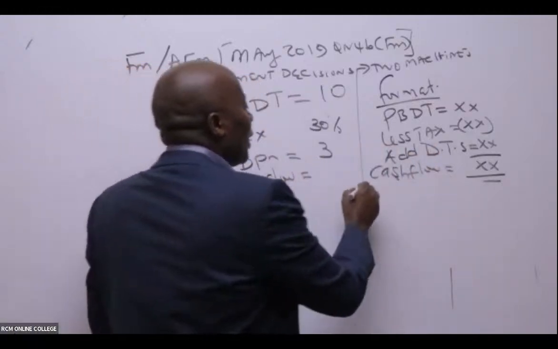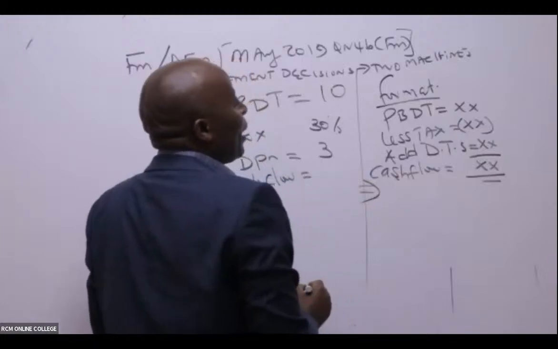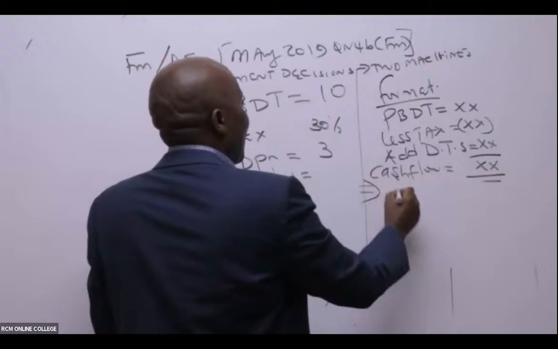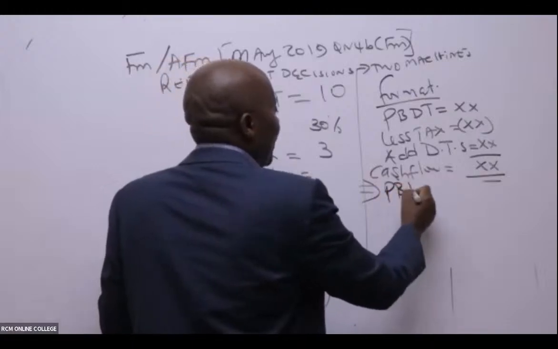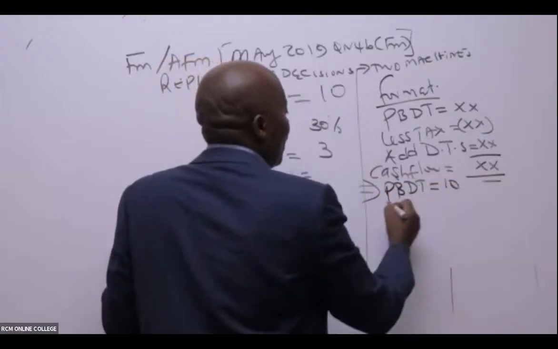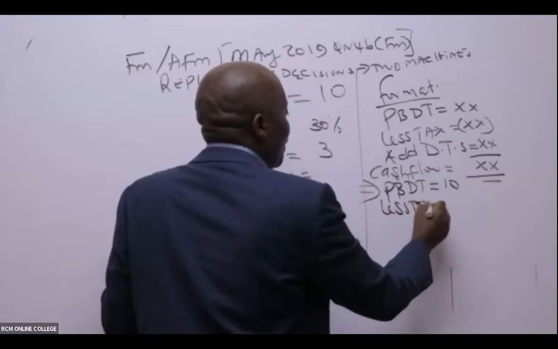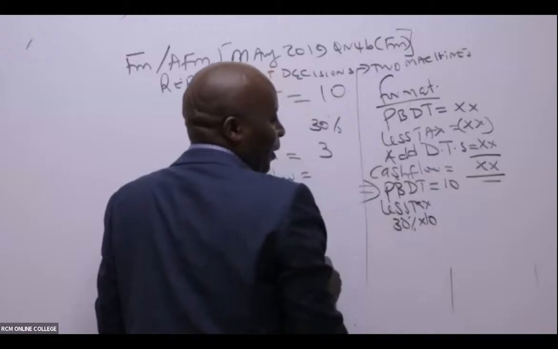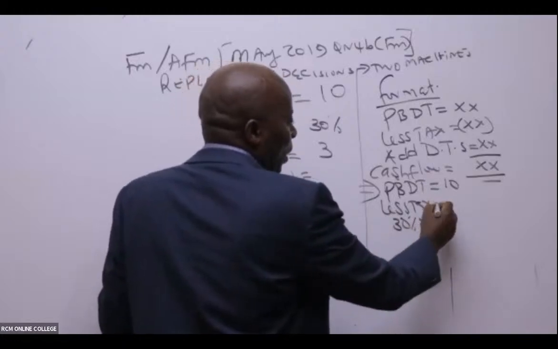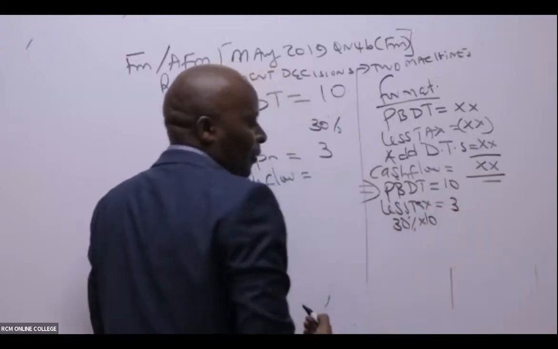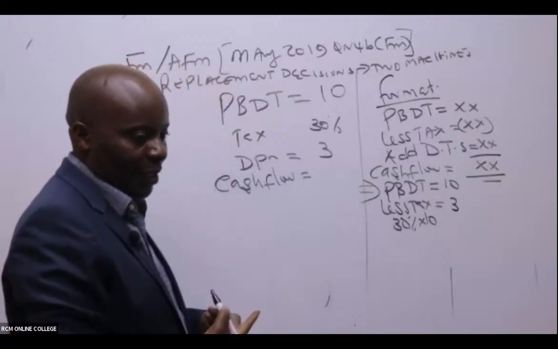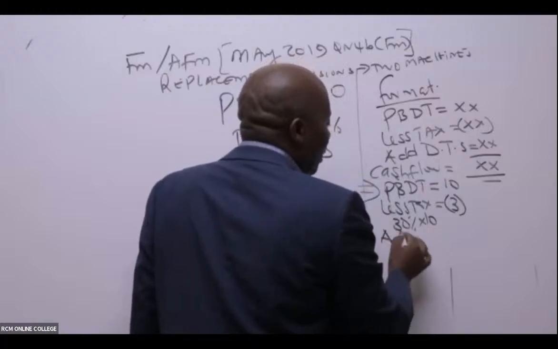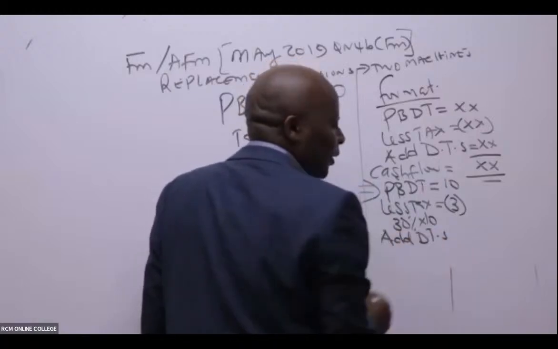So in this particular question, our profit before depreciation and tax, PBDT, has been given as 10. Then we less tax. What is our tax? It is 30% of the profit, 10. So 30% of 10 gives me 3. And then I deduct that, and of course add the depreciation tax shield.